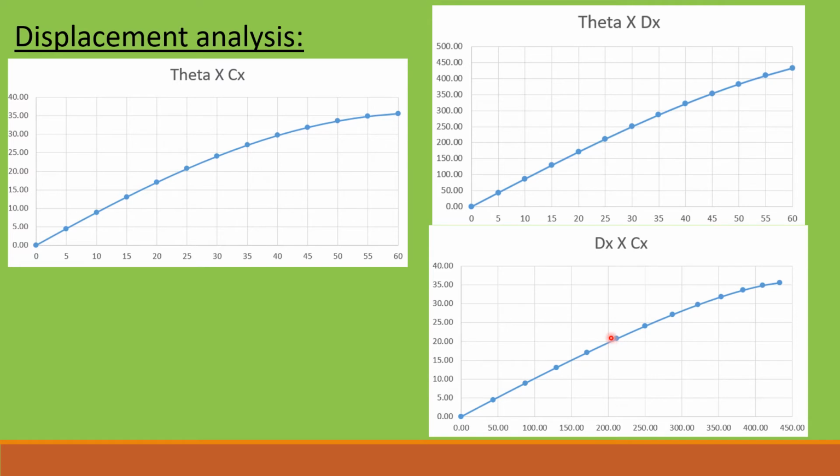Here in the bottom graph, we have plotted dx versus cx, that is the position of point D along x and the slider position. On the horizontal it is dx, the position of point D. On the vertical it is cx, the slider position. In the next slides, let us discuss force calculation.